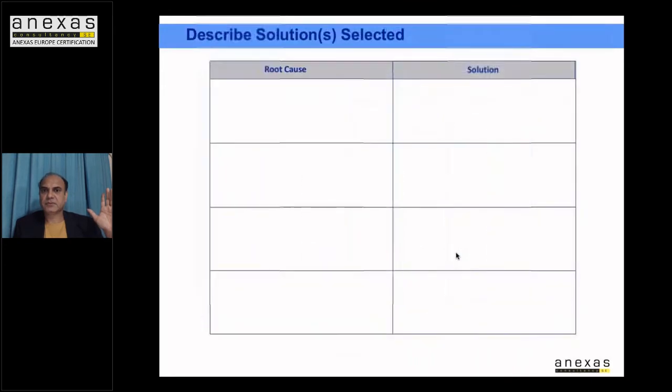Only up to here, I'll be very happy. This is what we are looking for. This is the summary of your whole project. If you just complete this, it means your project is successful.